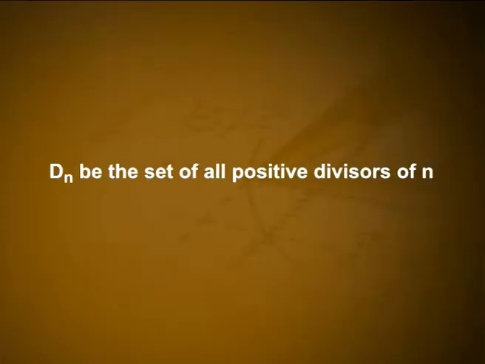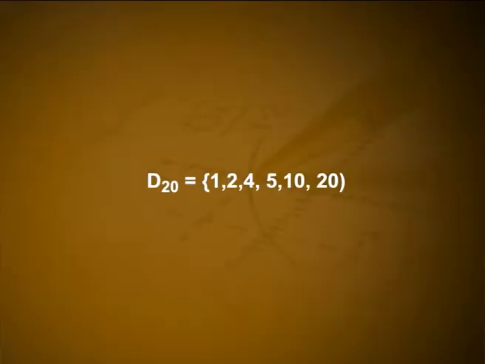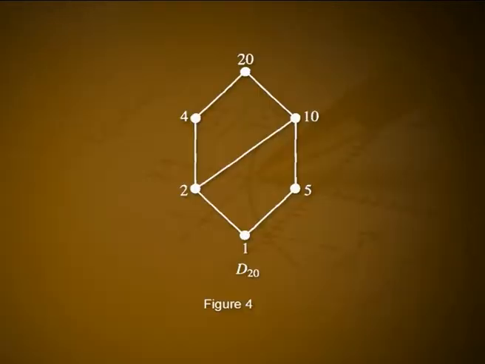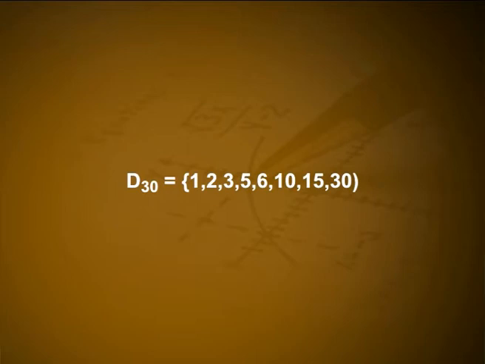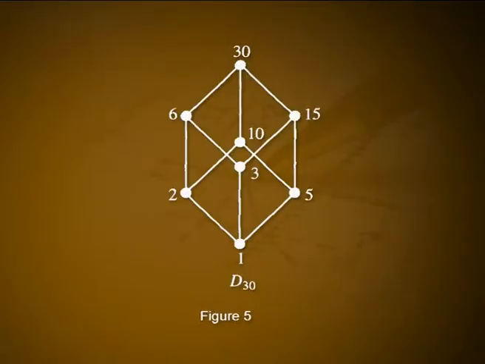Example 4. Let n be a positive integer and let Dn be the set of all positive divisors of n. Then Dn is a lattice under the relation of divisibility as considered in the previous example. Thus, if n is equal to 20, we have D20 is equal to the set {1, 2, 4, 5, 10, 20}. The Hasse diagram of D20 is shown in Figure 4. If n equals 30, we have D30 is equal to the set {1, 2, 3, 5, 6, 10, 15, 30}. And the Hasse diagram of D30 is shown in Figure 5.